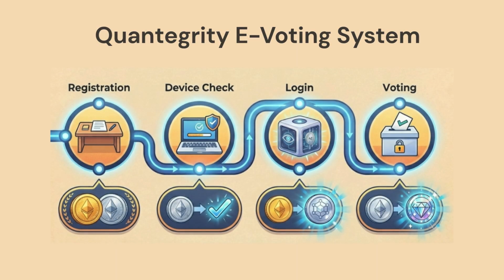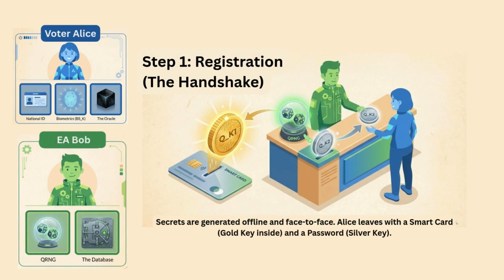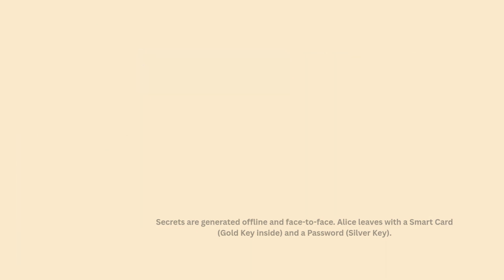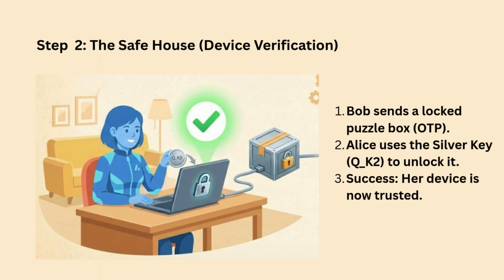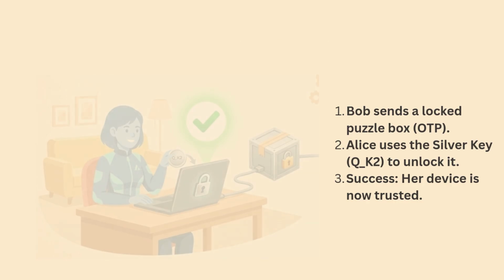Now we move to our voting system. Step 1. Alice goes to a registration center and presents her ID and biometric data. Bob verifies Alice's identity and generates two keys, gold and silver. Bob encrypts the gold key using Alice's biometrics and stores it on her voter ID card and provides the silver key as well. At home, Alice initiates device verification to complete registration. Bob sends an OTP encrypted with the silver key. Alice decrypts it and successfully validates her device.